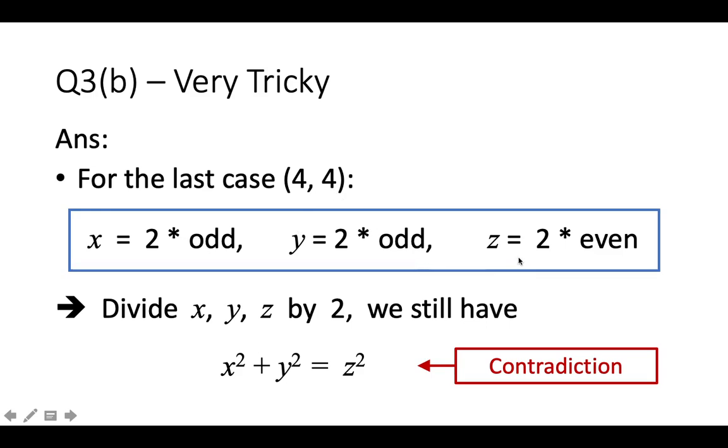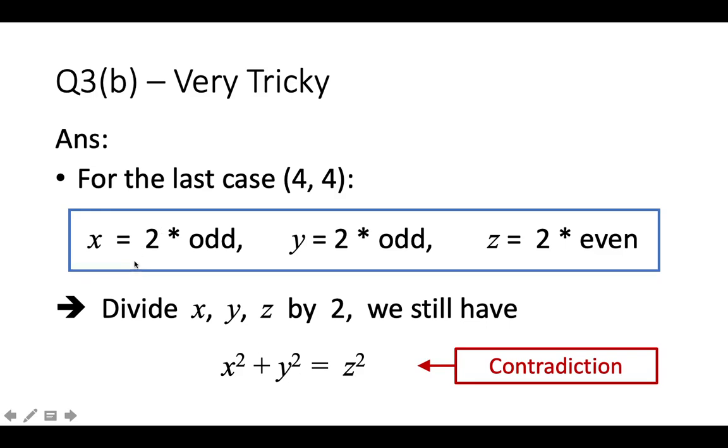But z must be 2 times an even number, because z squared is a number that is divisible by 8. So z must actually be a multiple of 4. So it is 2 times an even number. So if this is the case, then what we can do here is that originally we have x squared plus y squared is equal to z squared.